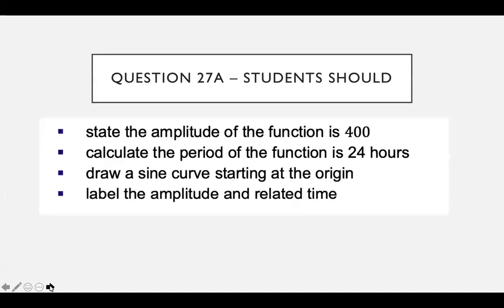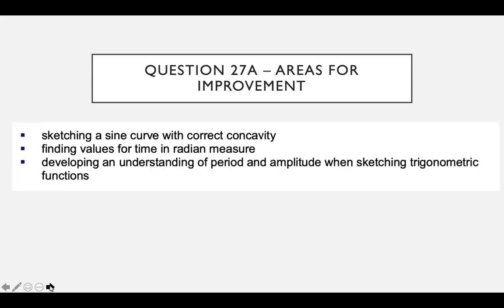And so in this, students needed to state the amplitude of the function as 400, and calculate the period of the function as 24 hours, although they were asked to draw the graph from 0 to 12. They would draw a sine curve starting at the origin, and they would label the amplitude and the related time in order to do this well.